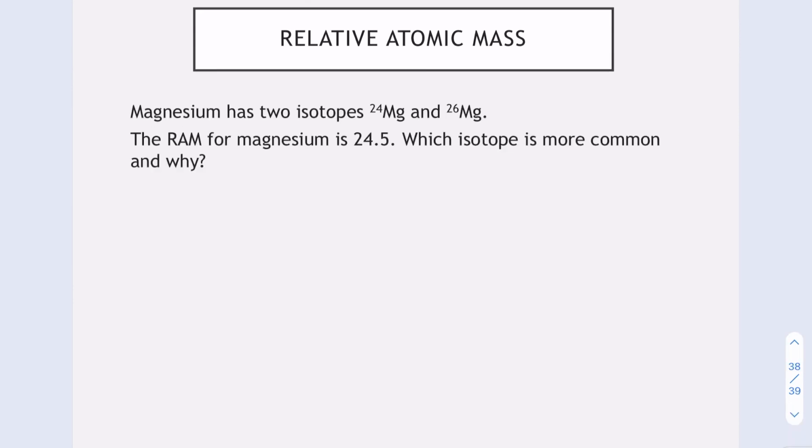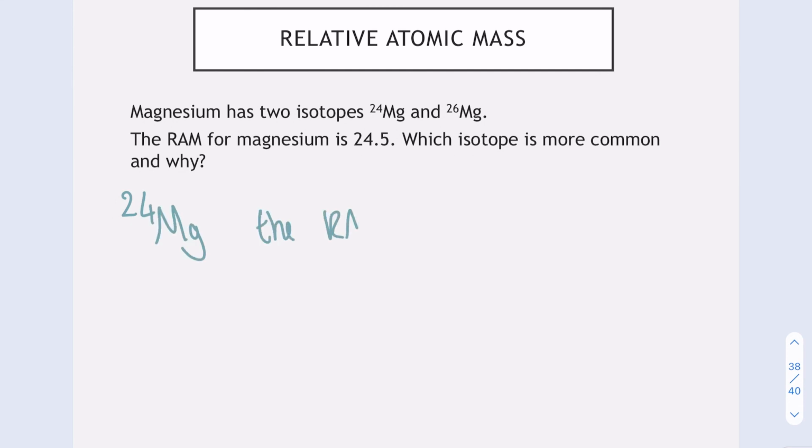I'm going to end this video with a little question. Magnesium has 2 isotopes, 24 and 26, but the relative atomic mass for magnesium is 24.5. Which isotope is more common and why? The isotope with the 24 would be more common, and why is that?